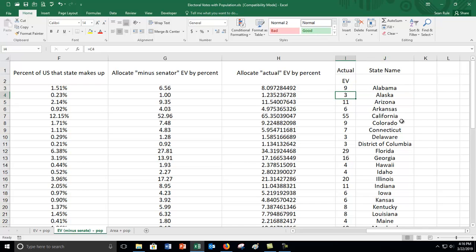Alaska gets almost 2 extra. Arizona is roughly getting what it should get. Arkansas gets 1 extra. California, look at this. California actually gets 10 fewer than it should by population. Colorado gets almost what it should. Connecticut gets an extra one. Delaware gets an extra one. So what you're starting to note, Florida gets fewer than it should.